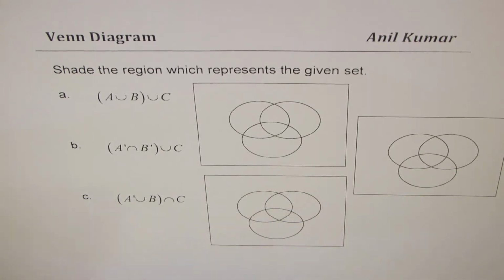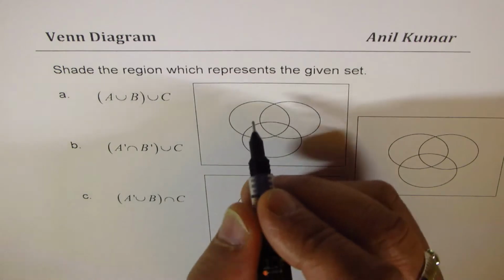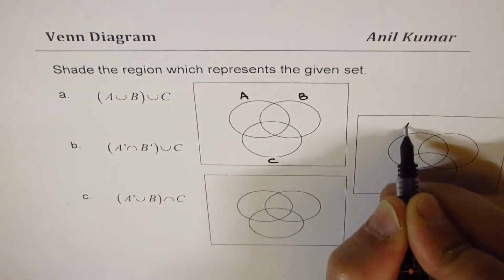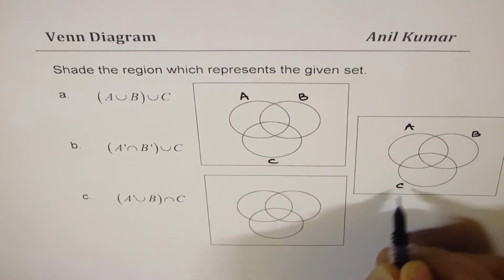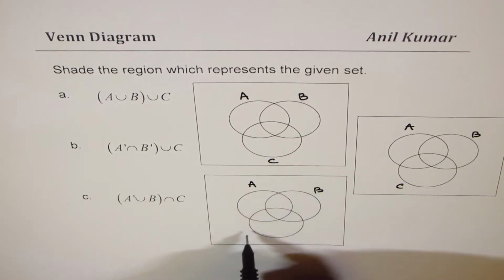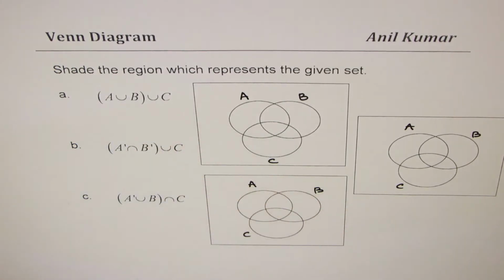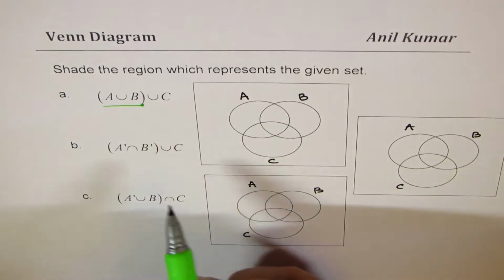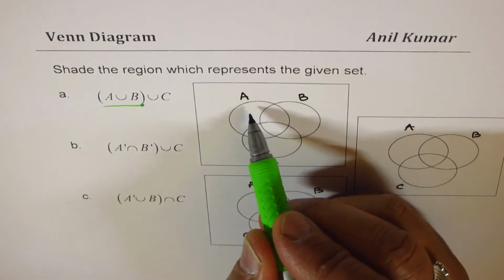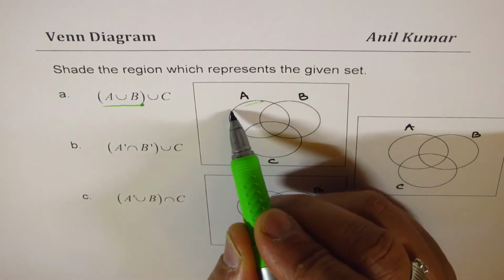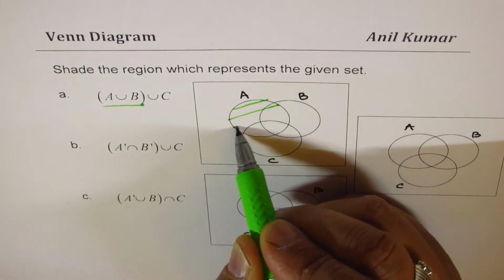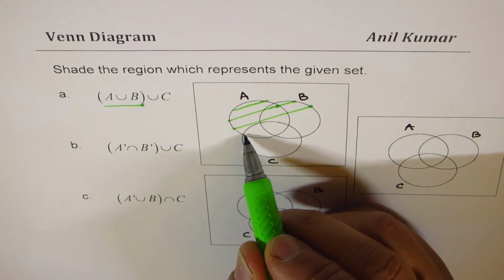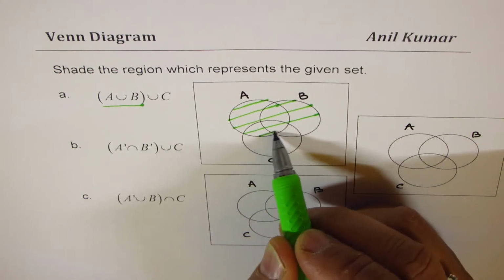The first one here is A union B union C. Let me call this as A, this as B, and that as C, right? So let me just name them A, B, C. Now, let us try to shade. So the first part here is A union B. So A union B is everything which is inside, right? So this is A and that is B, so everything inside. So A union B includes all this.